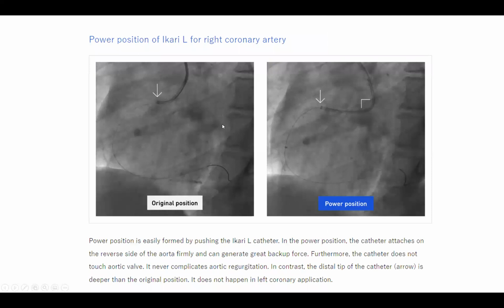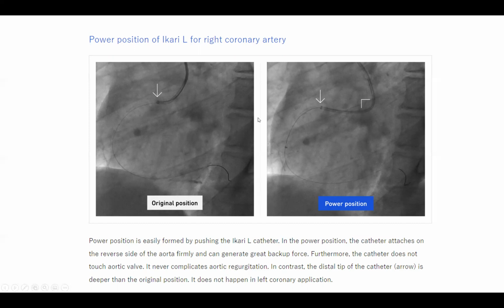This is another case here. This is a power position of Ikari left. This is a standard position of Ikari left when you use it to engage the right coronary artery. But Ikari left, the beauty of it, you can get it in a benign shape, but you can get it in a more aggressive shape by pushing it and clocking it furthermore. You can get it almost like an Ikari right. And that's another reason I like the Ikari left. I can use it more aggressively or less aggressively, depending on how much support I need.